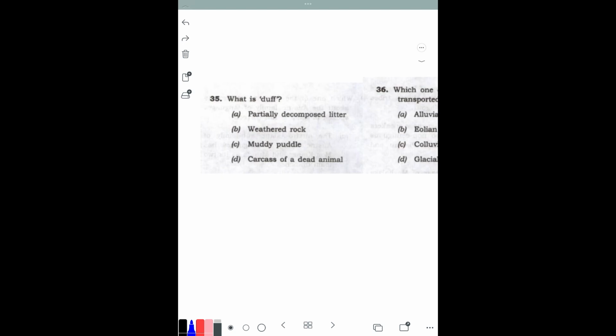Which one of the following organisms can live both in air, that is outside water, and in water? So the correct option is mesophyte, that can live both in dry as well as wet environment. Xerocol lives in desert and mesocol lives particularly in water. What is duff? Duff is dead plant material that has fallen on the ground. So the correct option is A, partially decomposed litter.